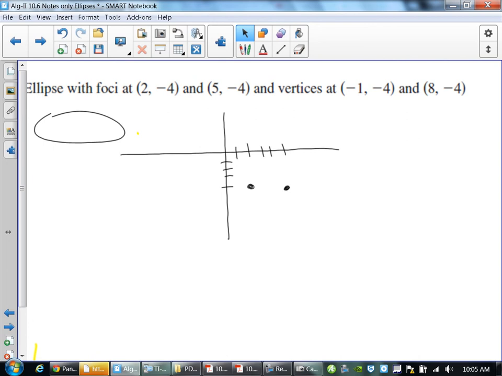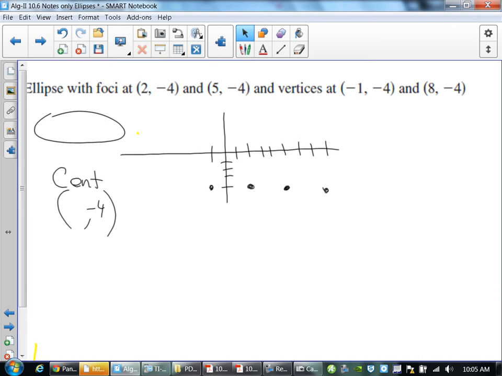It does. And then we have vertices at (-1, -4) and (8, -4). Now the tricky part: how are we going to figure out where our center is? -4 is going to be my y value. But for my x-coordinate, I have to find the midpoint of 2 and 5, or the midpoint of -1 and 8. Either one of them is going to be fine.